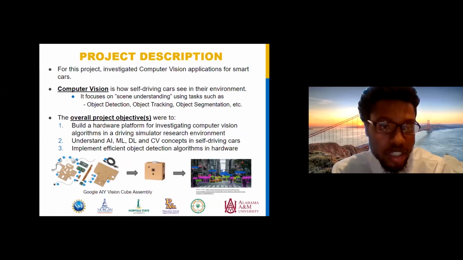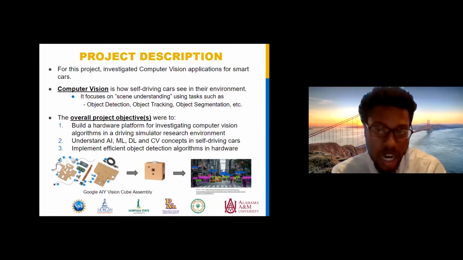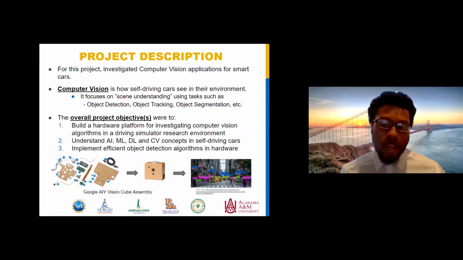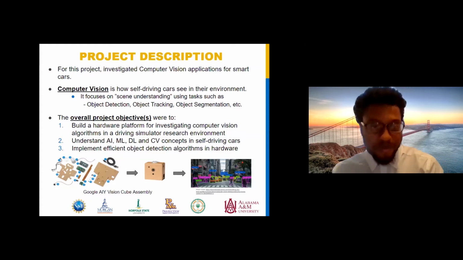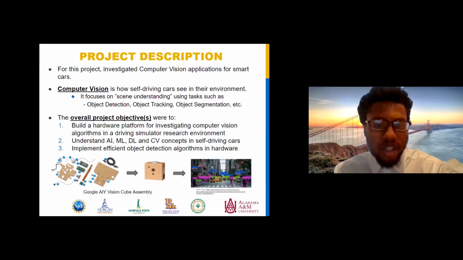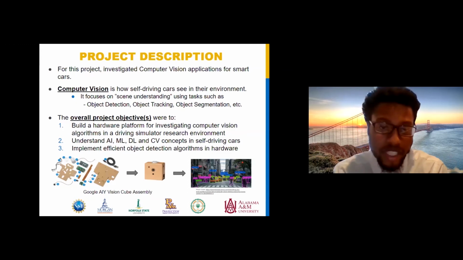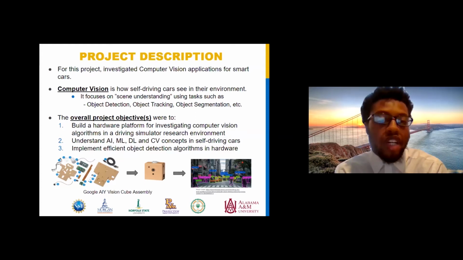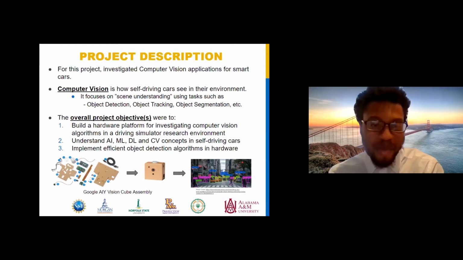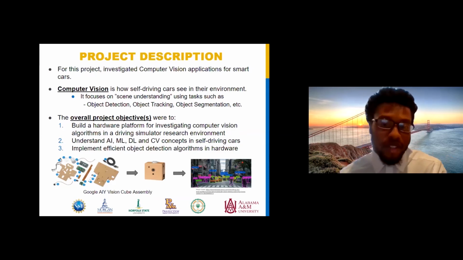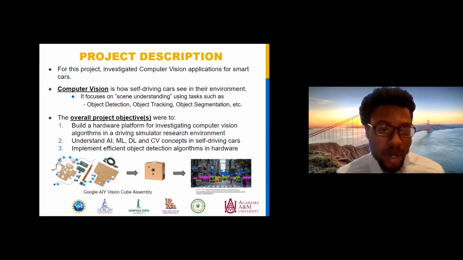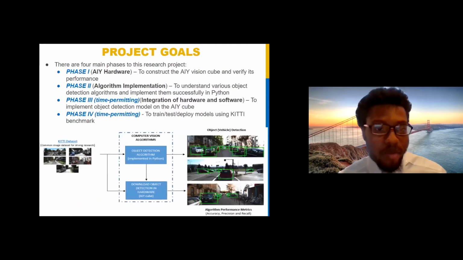So computer vision is a field of study on the problem of helping computers see. We want to reproduce these human capabilities inside of a computer. So our overall project objectives were to build a hardware platform for investigating computer vision algorithms in a driving simulator research environment, understand AI, ML, deep learning, and computer vision concepts in self-driving cars, and implement efficient object detection algorithms in hardware. And my group mate, Brielle Johnson, will go over our project goals.